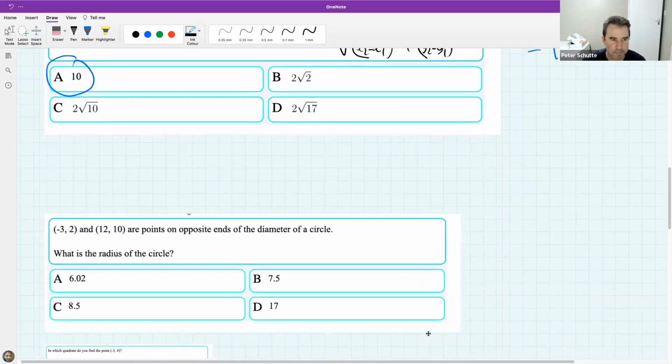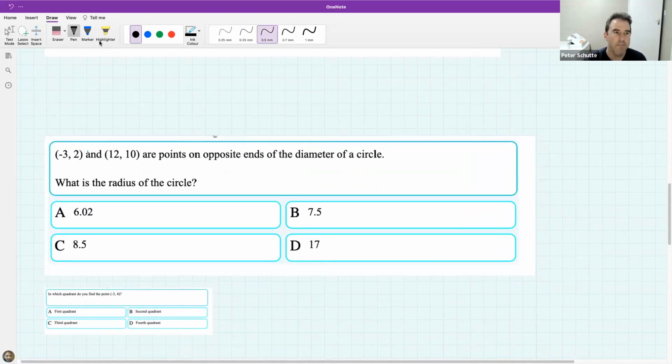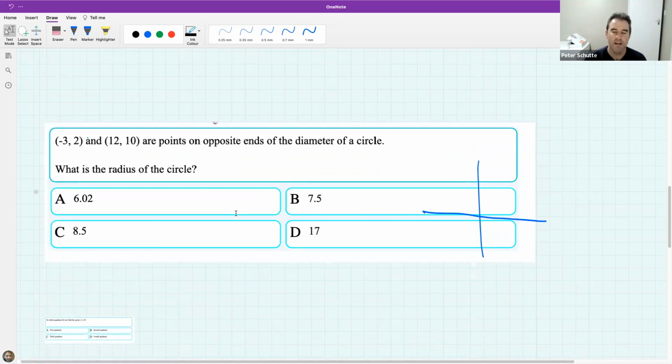So let's try. This is a little bit sneaky, but not terribly sneaky. It says (-3, 2) and (12, 10) are points on opposite ends of a circle. What is the radius of the circle? See if you can work that out for me. I'll try and do a little drawing to help you, but where's (-3, 2) is probably like here, and (12, 10) is probably up here.